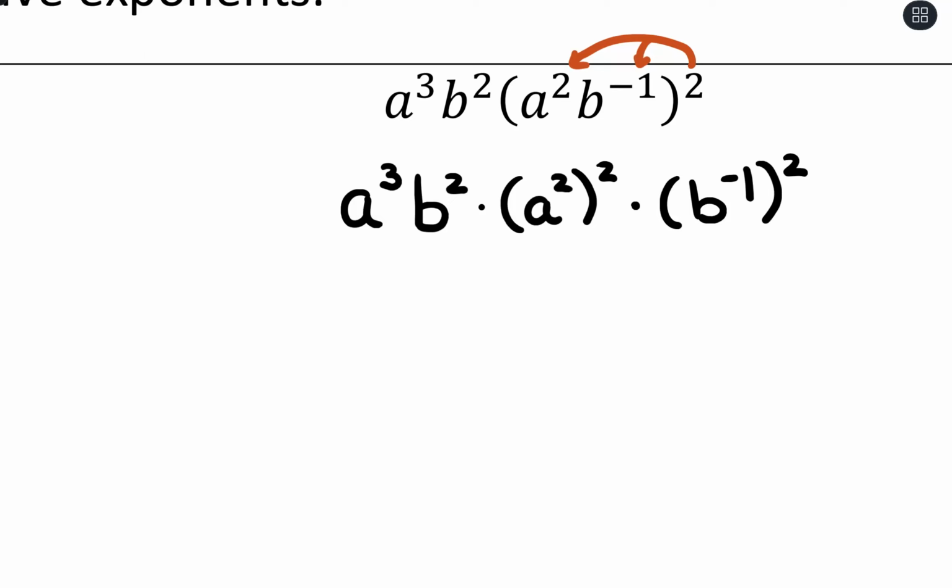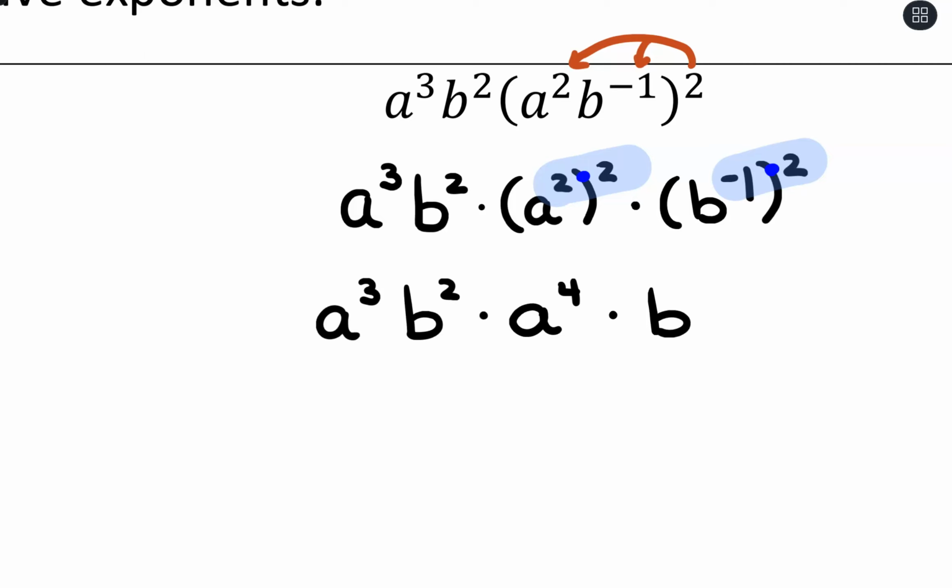So here's my power to a power rule. I still have this a cubed b squared times a to the 2 times 2. So we're multiplying our powers together. So that'll be a to the 4th times b to the negative 2.